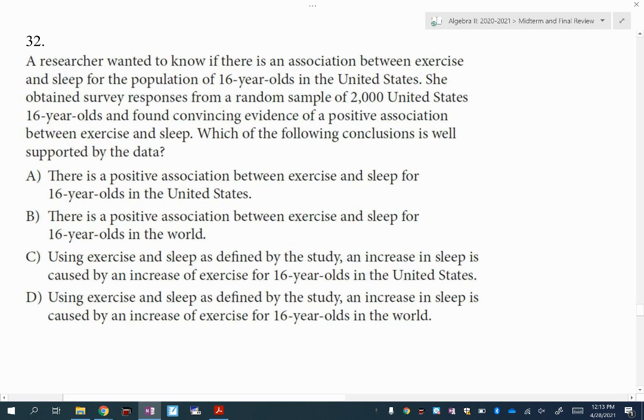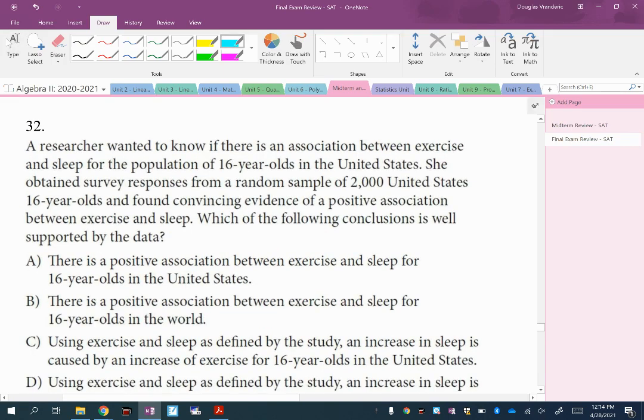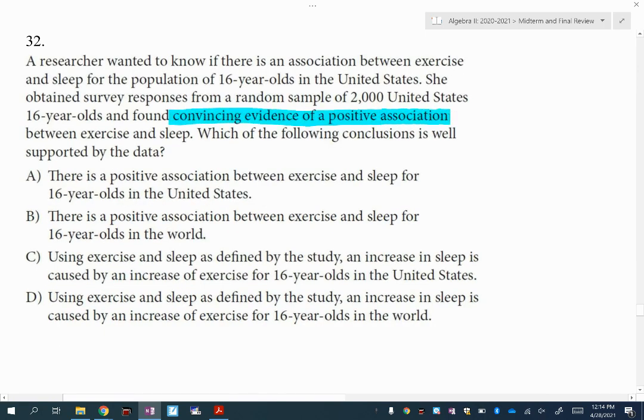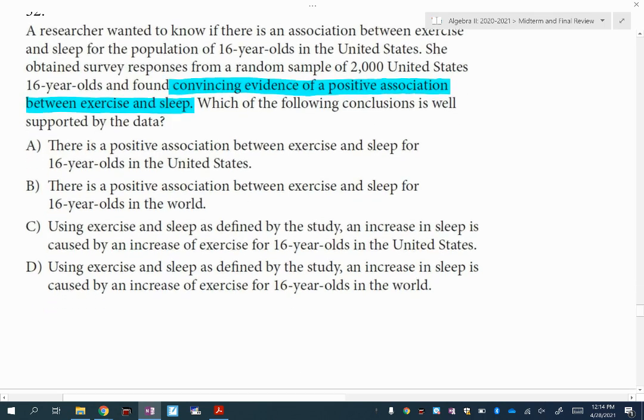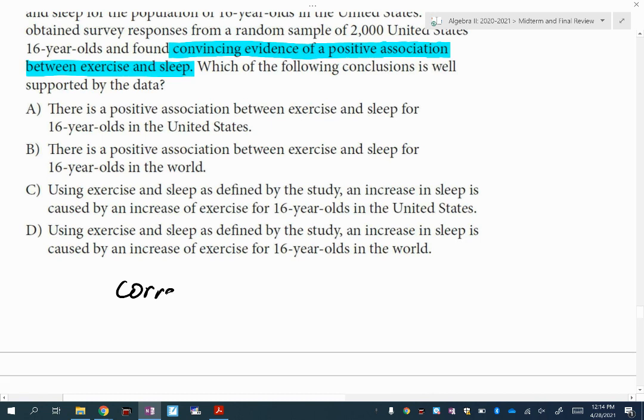Okay, 32. This researcher wants to know if there's an association between exercise and sleep for 16-year-olds in the U.S., right? That's the population. They obtained survey responses, and they found convincing evidence of a positive association between these two things. Now, here's the thing. The answer choices are trying to get you to confuse correlation with causation. So what I have my stat students write is, correlation does not equal causation.